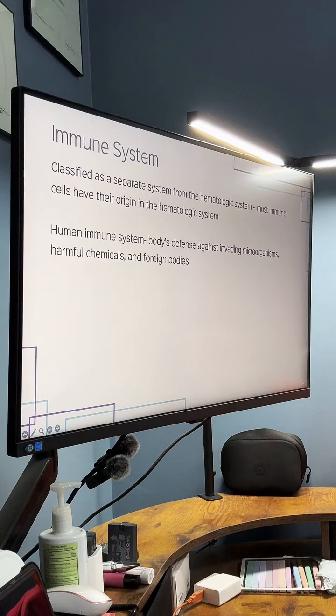The immune system is classified as a separate system. Sometimes my eyes go faster than my mouth, and it throws me off.